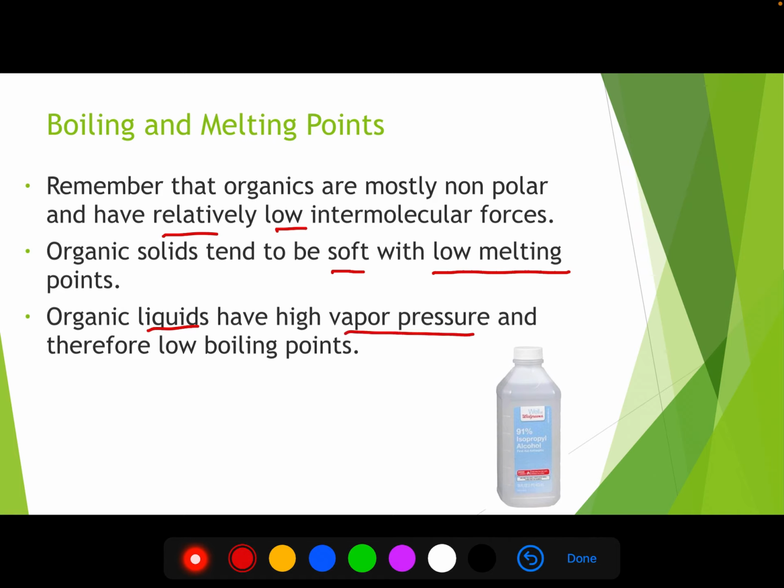Vapor pressure is something that you may have forgotten from Chem 1. Vapor pressure is, if I have a liquid sitting on a table, this liquid's vapor pressure is the pressure of the liquid trying to escape into the gas phase, into the atmosphere. Okay, so a high vapor pressure means that it will evaporate quickly and therefore has a low boiling point. Want to make sure you don't mix that up.